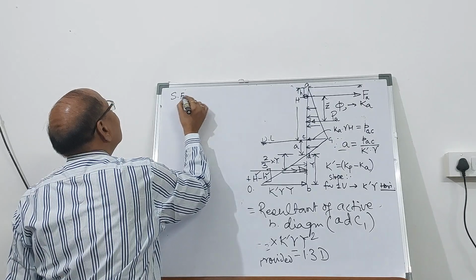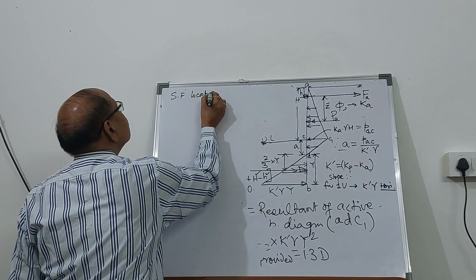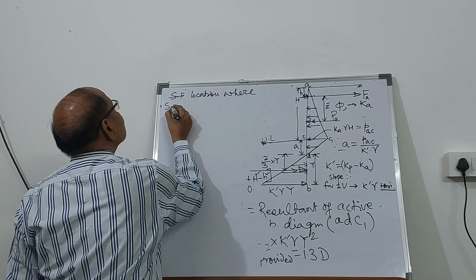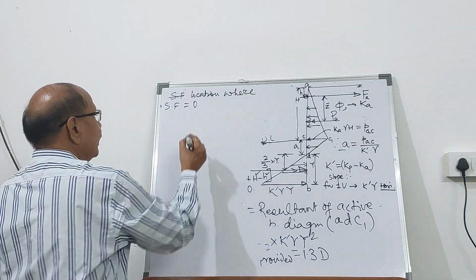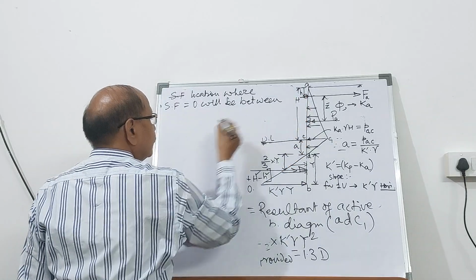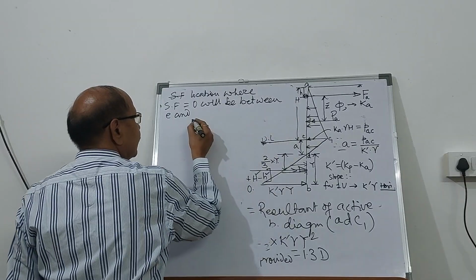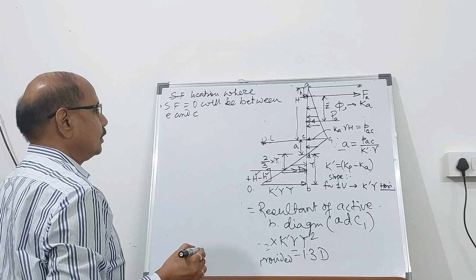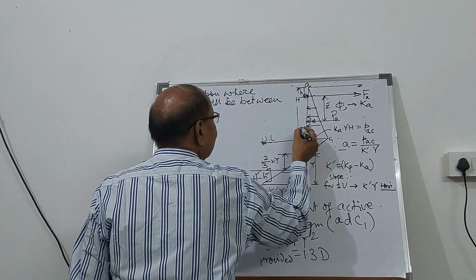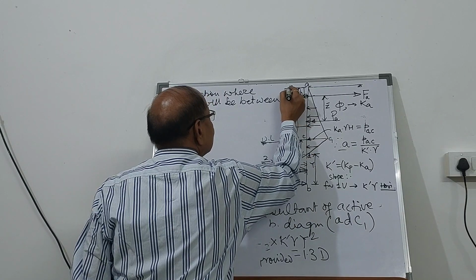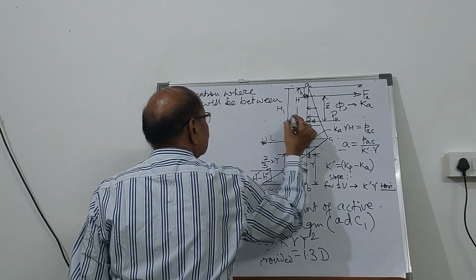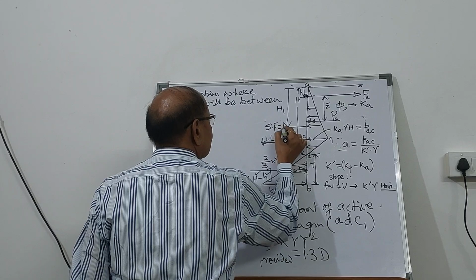So the shear force location, the location where shear force equals 0, will be between point E and point C. So that can be easily calculated. Let's say at a height, say, H1, this is the location where shear force equals 0.